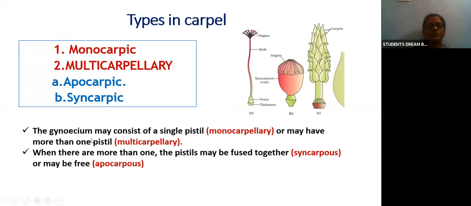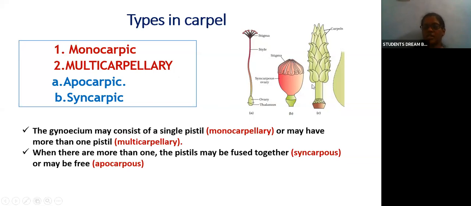Okay. So the gynoecium may consist of a single pistil or carpel, which is monocarpellary, or it can have more than 1, that is multicarpellary. When there are more than 1, the pistil may be either fused or free. When multicarpellary, the pistils can be fused, joined, or free, separate. Fused is called syncarpous, and if it is free, it is called apocarpous.